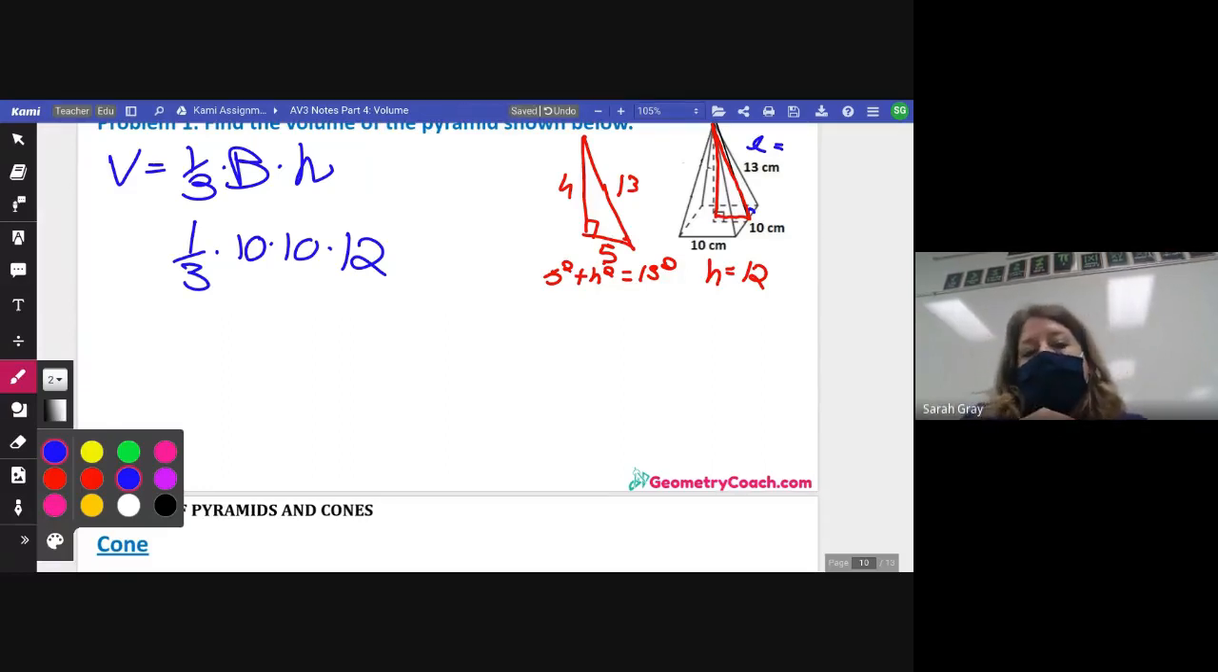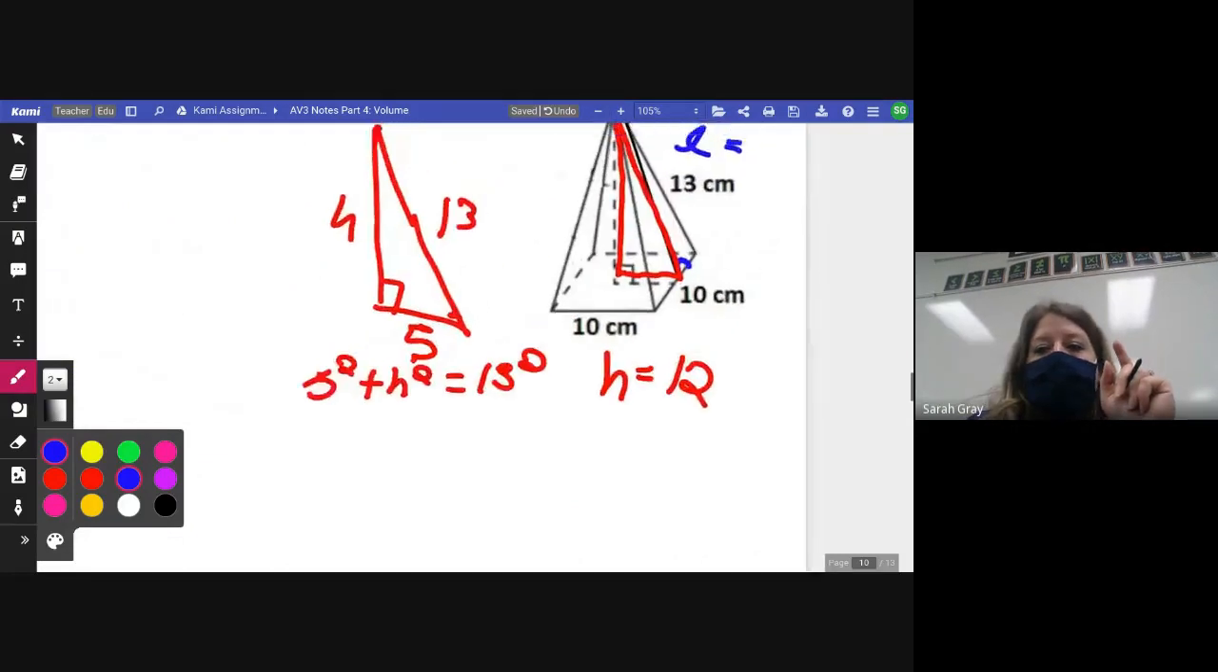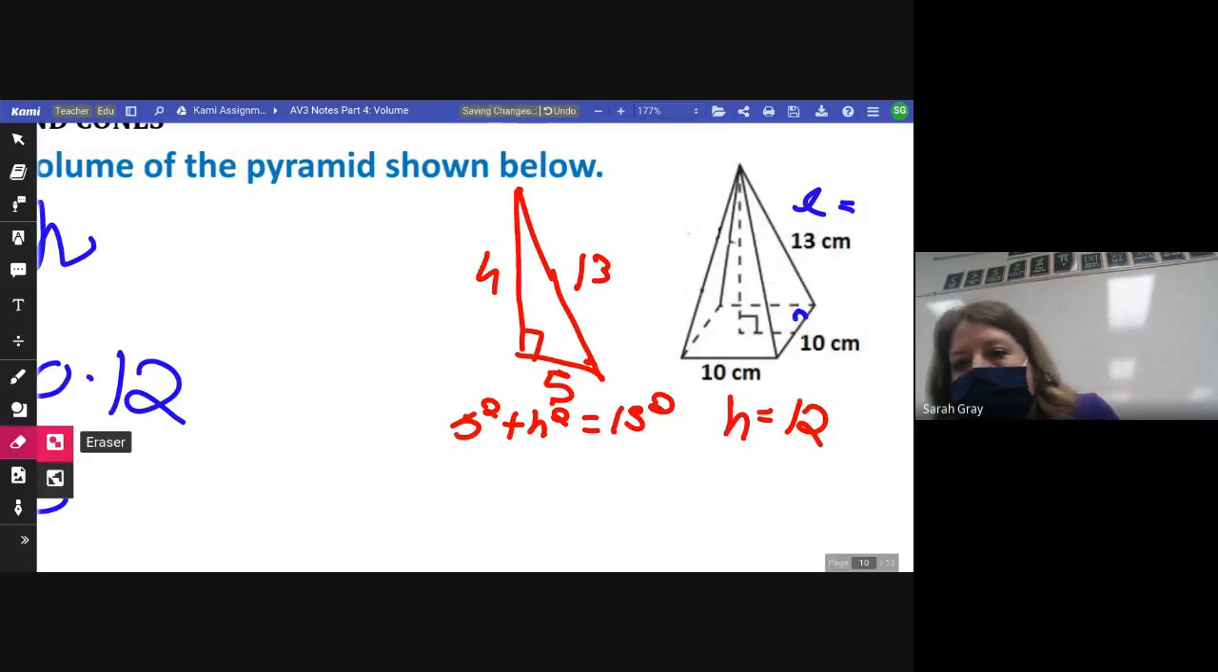1/3 times the area of the base times the height. 1/3 times 120. I've got 40 cubic centimeters for the volume here on this pyramid. Hopefully none of them on the homework are like that, or they didn't label the right part. If they are, I'm going to erase something. You don't have to erase yours.